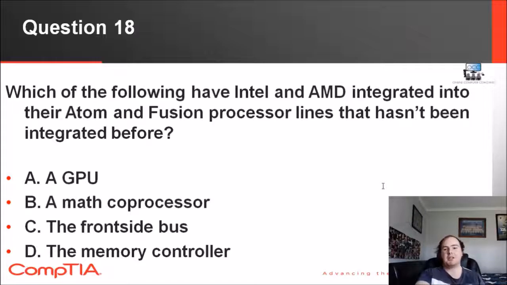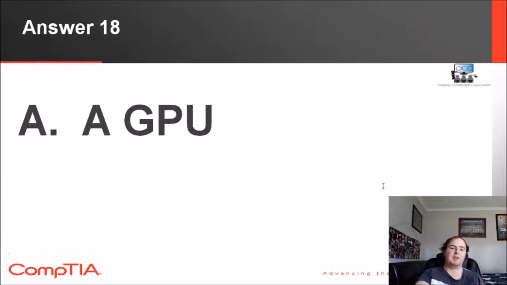Question 18, which of the following have Intel and AMD integrated into their Atom and Fusion processor lines that haven't been integrated before? Don't really like this question, so I'll just tell you what it is in a sec. GPU, math co-processor, the front side bus, and memory controller. The others had been integrated before, but GPU is the answer.